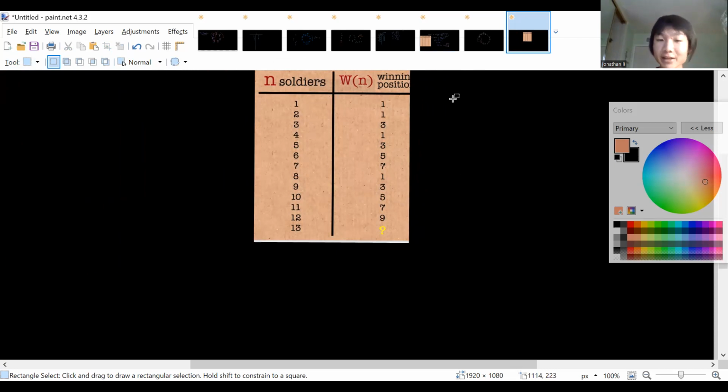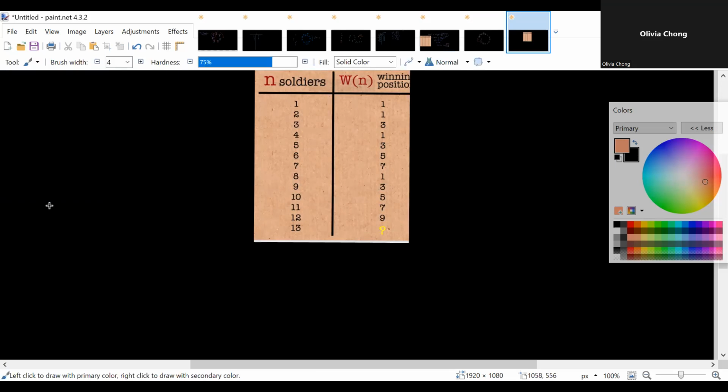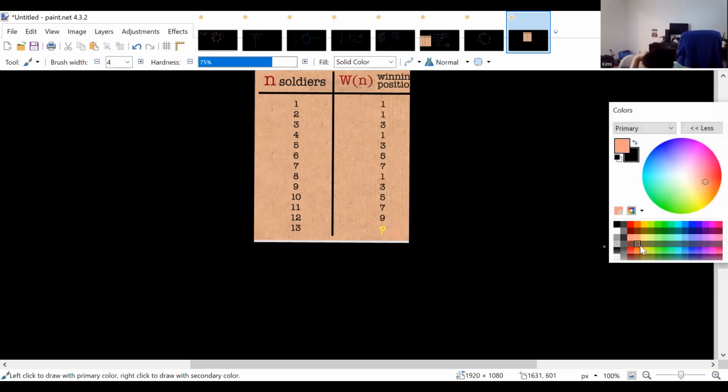So we found that if n is a power of 2, then the winner will be 1, right? We already did some experiments to find that. 14 is not a power of 2, right? So let's try to fill this out with what we know. Can we just do 2 more, to 15? Yeah, we're not gonna go very far. Tell me what you think the pattern is.